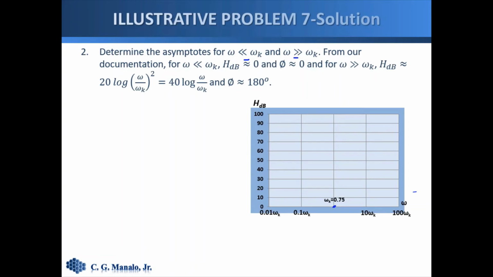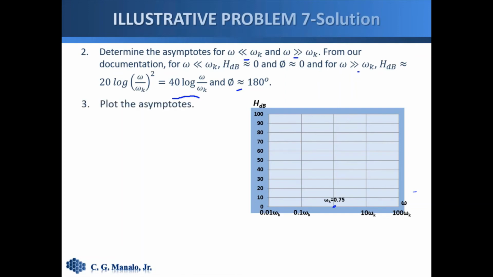We know from our documentation that for omega much less than omega k, HDB is approximately 0 and the phase angle is 0. And for omega much greater than omega k, HDB is given by this, and the phase angle is 180 degrees. So let's do the plot.